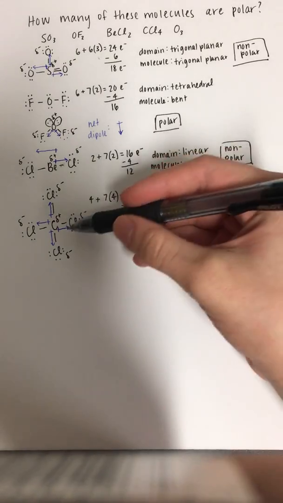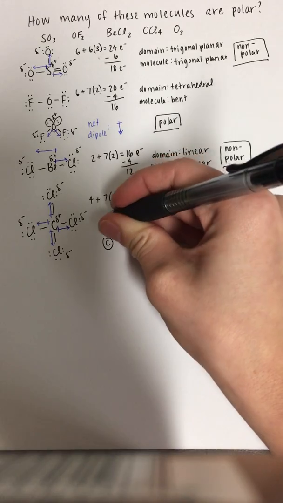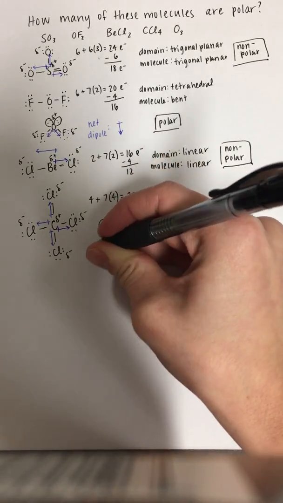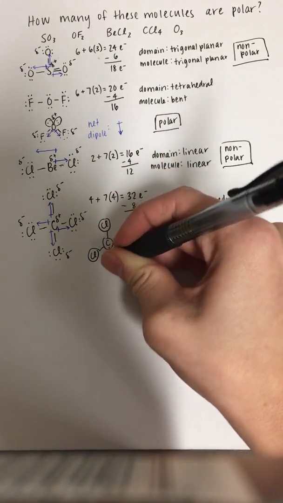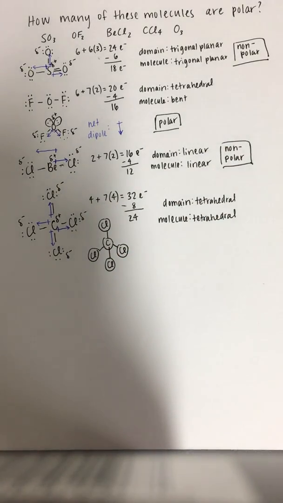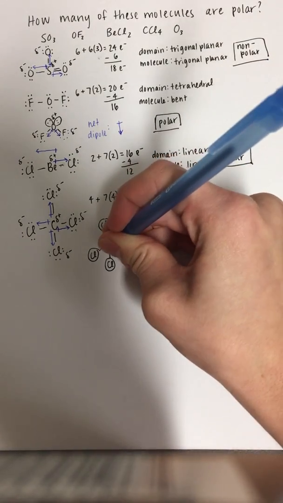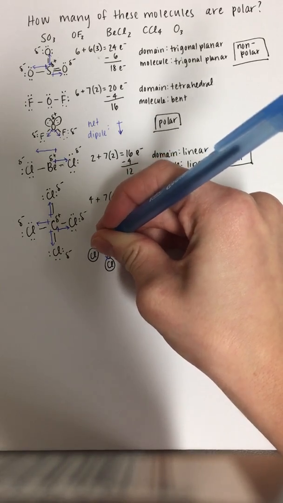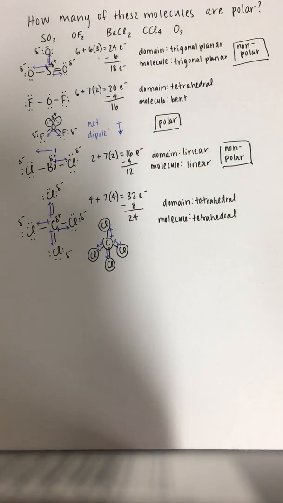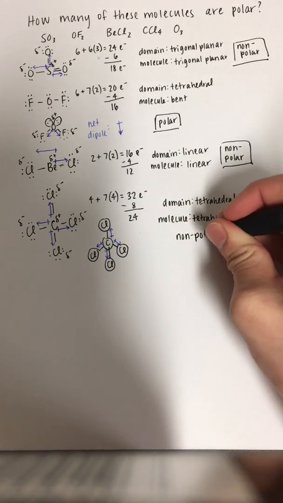This molecule is not going to look like this. It actually looks somewhat like this. So the dipoles will look like this. Because all of the domains are equal, all of these bonds are going to cancel out and there will be a net dipole of 0, which means that this molecule is nonpolar.